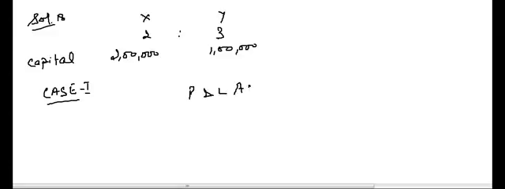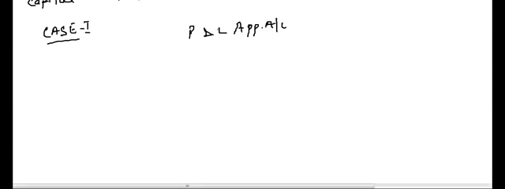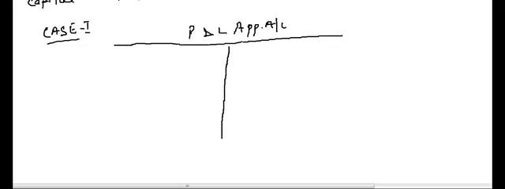P&L appropriation account. Friends, please follow the formats. I'm doing it without formats, but in the examination you have to follow the formats. Okay. Debit side. Now what it says, case 1, we have profits. We'll say by profit and loss account 20,000.